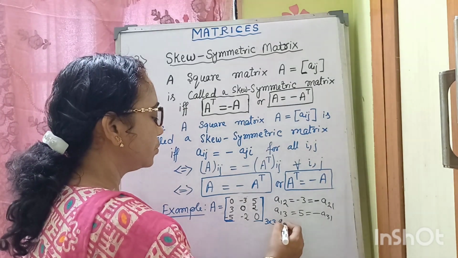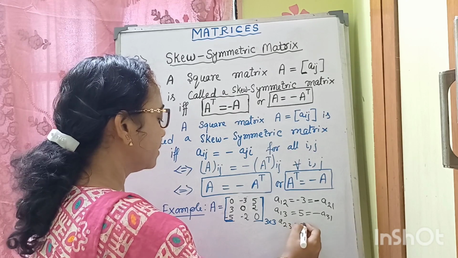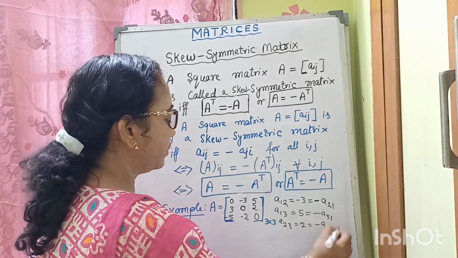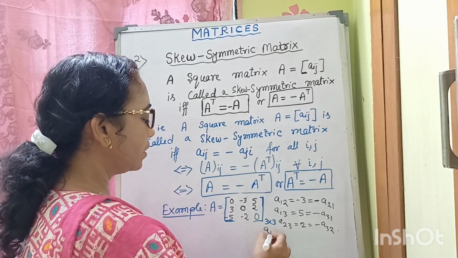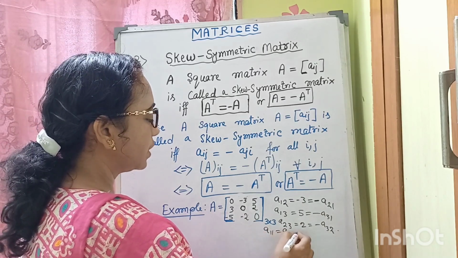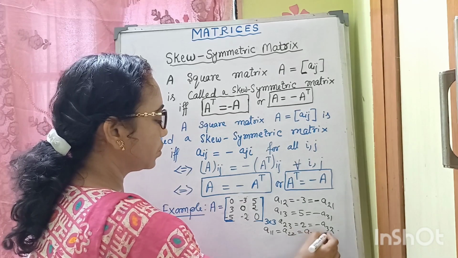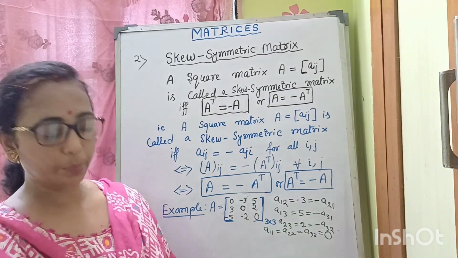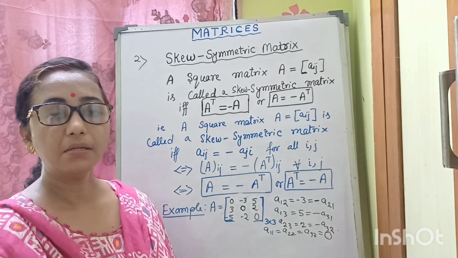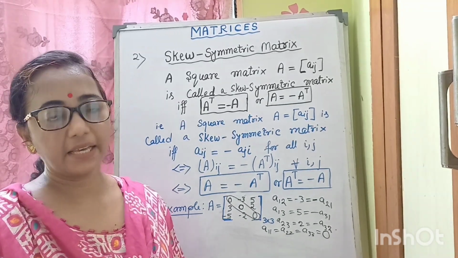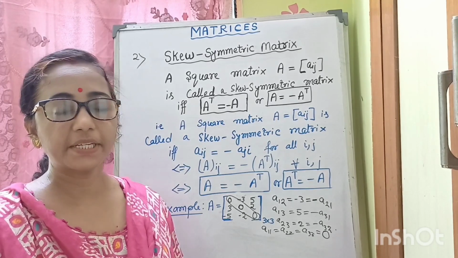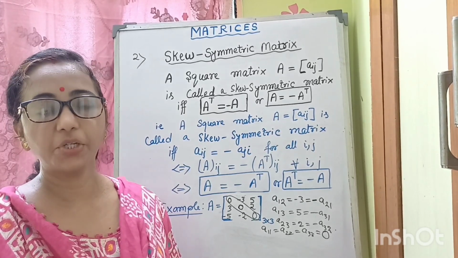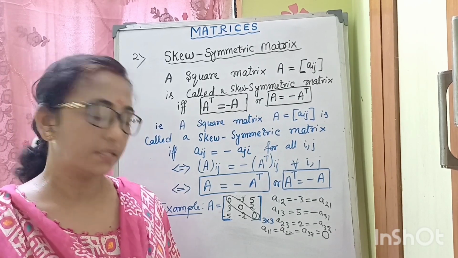And A23 element is equal to plus 2, which is same as minus of A32 element. And A11 equal to A22 is equal to A33 is equal to 0. So here all the elements present in the leading diagonal or principal diagonal are 0. Now let us consider the case that the elements present in the leading diagonal, or we can say principal main diagonal, of a skew-symmetric matrix are 0.